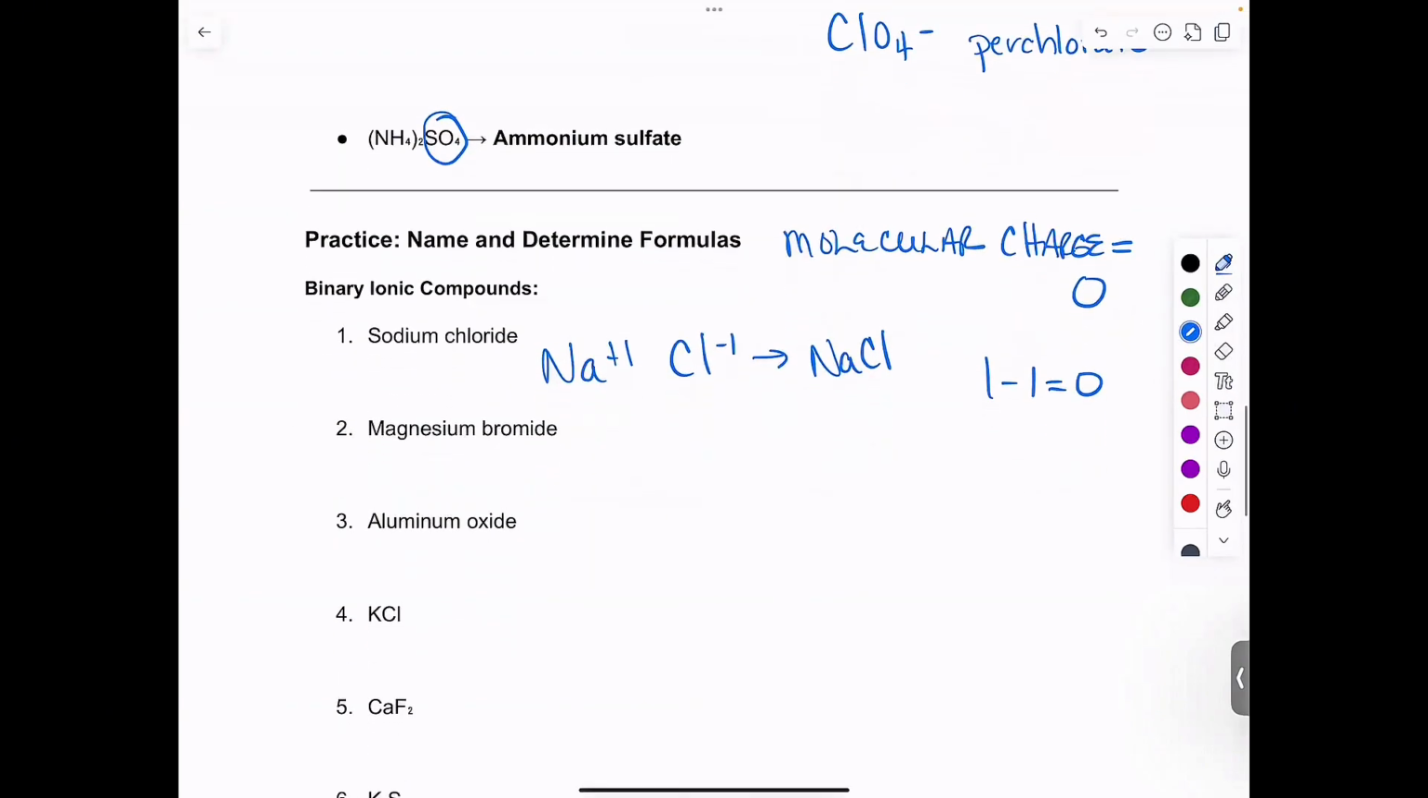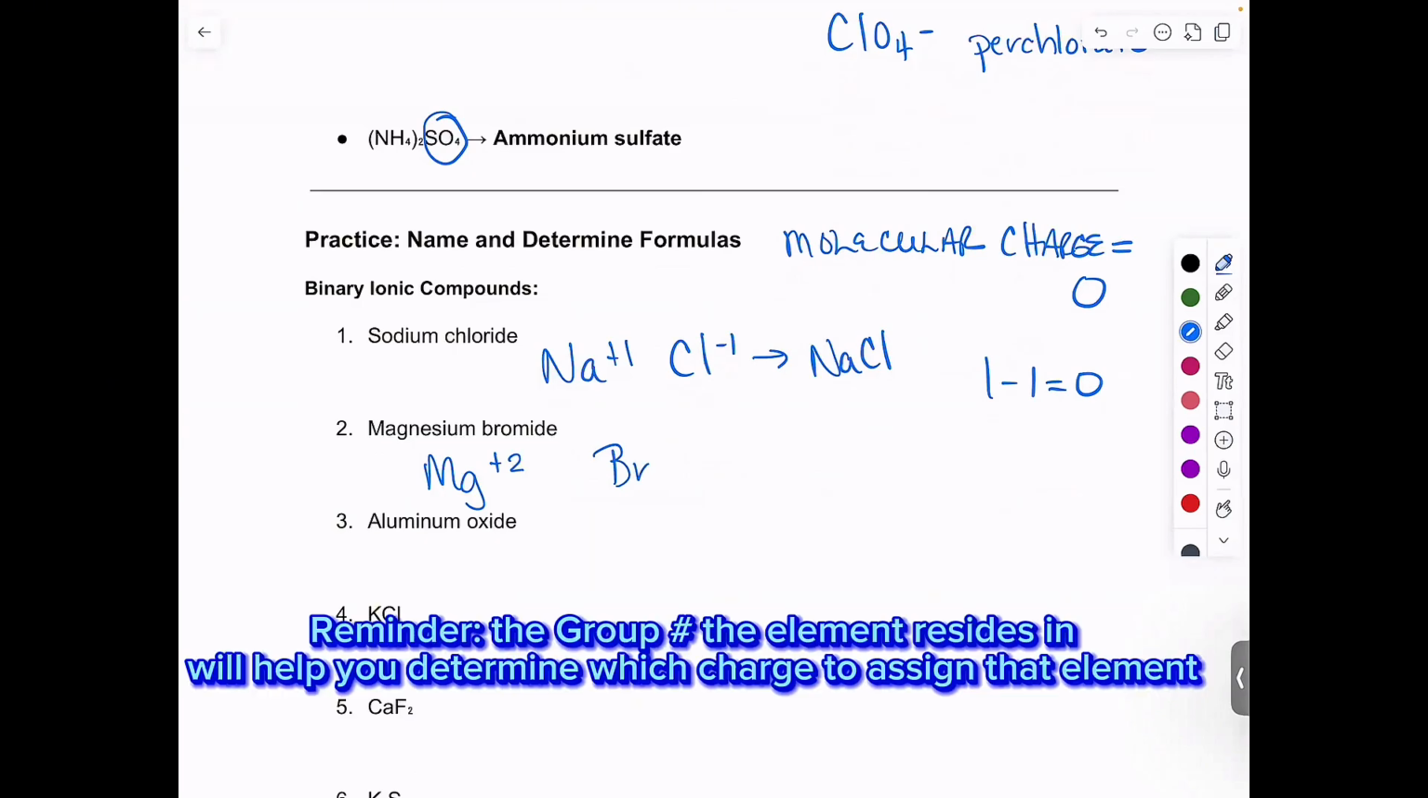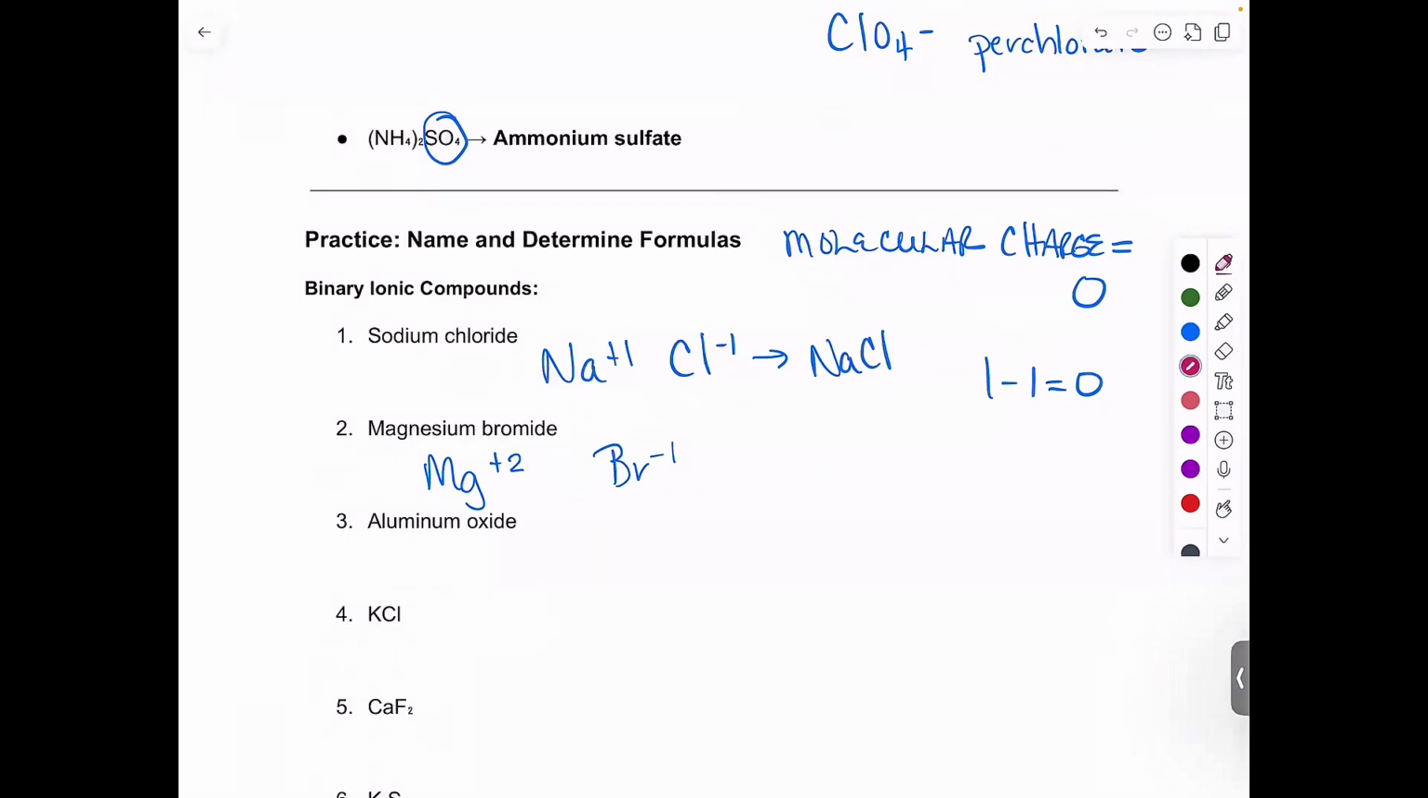So magnesium bromide, magnesium is group 2, +2. And then bromide. Bromine's a halogen, and that'll give us a -1. So notice how +2 and -1, those don't balance, right? We can implement what's called crisscrossing the superscripts for your charge, and make it so bromine has 2 and magnesium has 1. It's a shortcut math method.